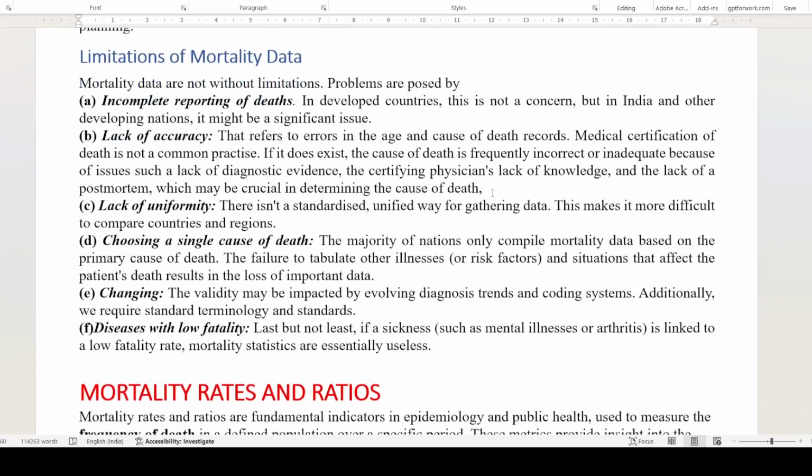But what are the limitations? Limitations are that deaths are not reported fully. There is lack of accuracy. Lack of accuracy means yes, the medical certificates do not have the correct cause of death. Okay. Lack of uniformity means there is no standard way of gathering the data. If we are comparing between countries, or between regions of one country, there also the problem is there. Then choosing a single cause of death.